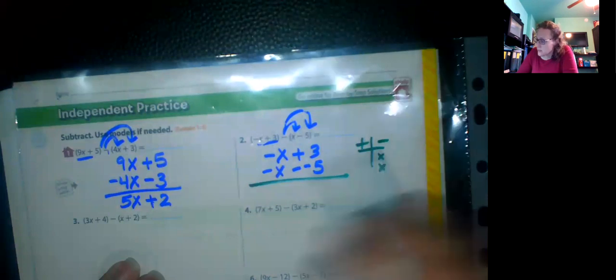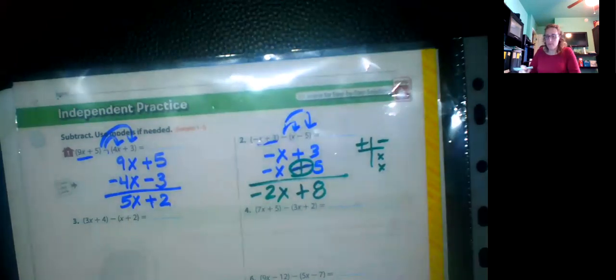And always use your T-chart if you need it. Okay, let's look at the next one. Start with what you have. That's the first one. And then do what it says for the second one. So this tells me to subtract x and subtract a negative 5. Okay. So again, if you need your T-chart, I got 2 negative x's. A double negative tells me to add. So 3 plus 5 is 8. Okay.